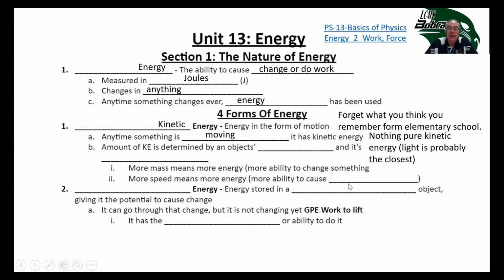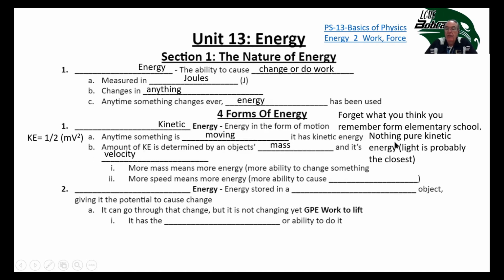Anytime something is moving, it has kinetic energy. So part of its total is due to its kinetic energy. The amount of kinetic energy is determined by an object's mass and its velocity. And the equation is kinetic energy equals 1/2 the mass times the velocity squared.